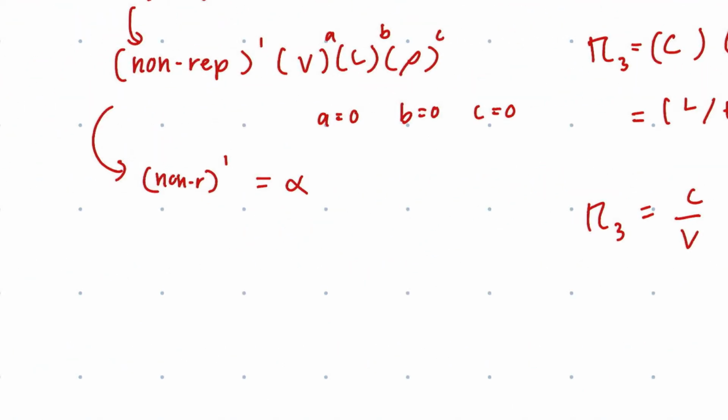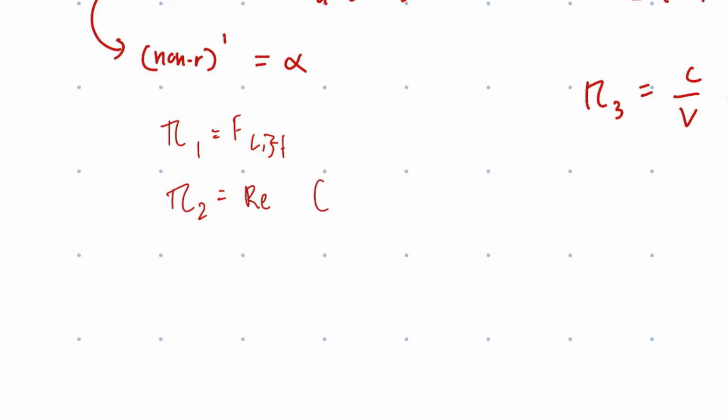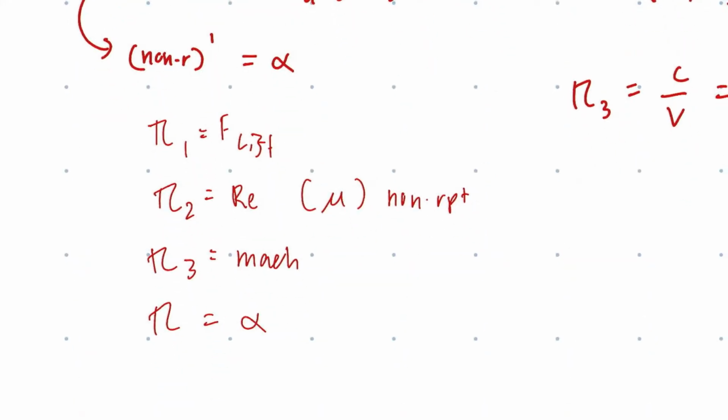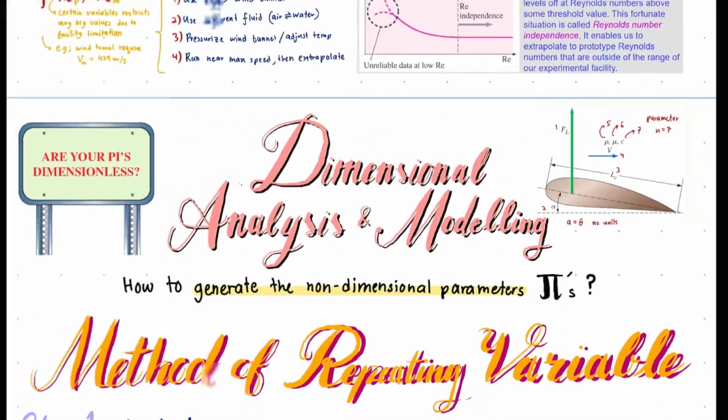Okay, so let's write here. Pi 1 will be the force coefficient. Pi 2 will be the Reynolds number. Why? Because we use the viscosity as the non-repeating parameter. Pi 3 will be the Mach number, and pi 4 will be, what was it? The angle of attack. So there you go. So this is how you answer this sort of problem.